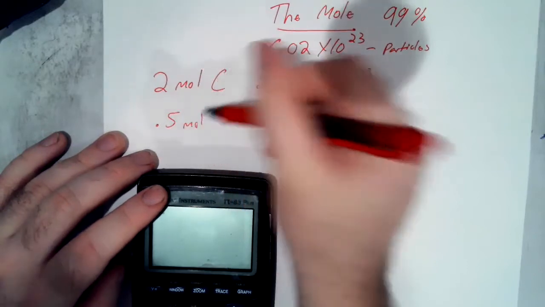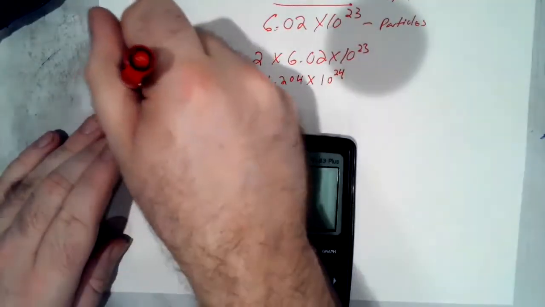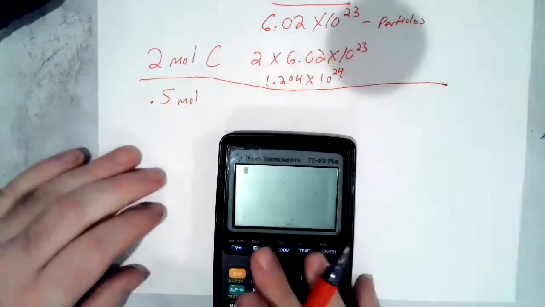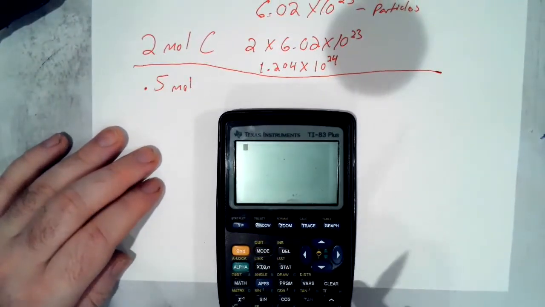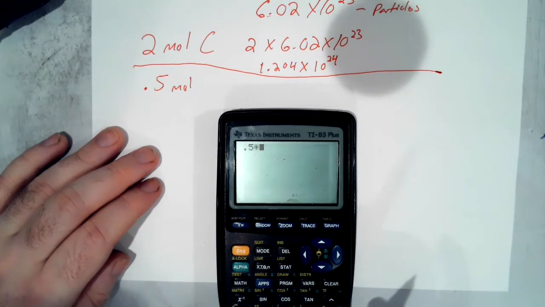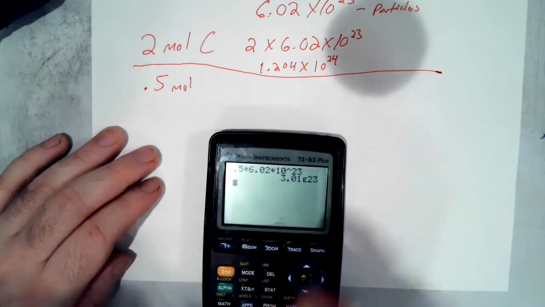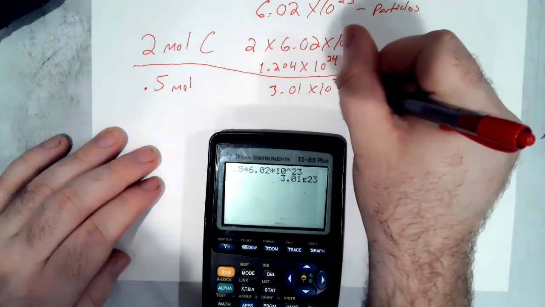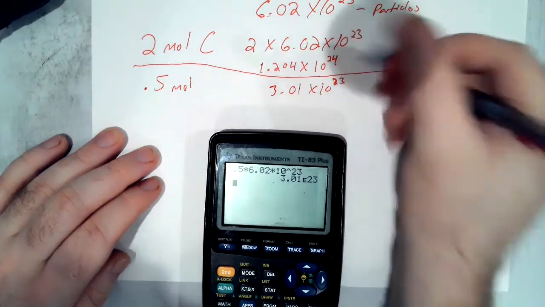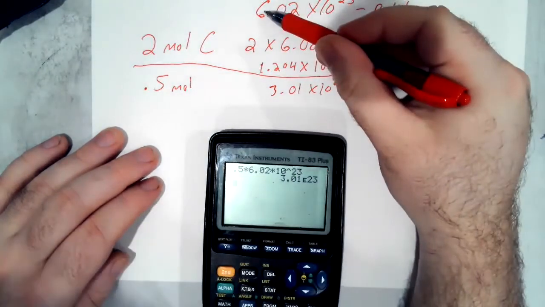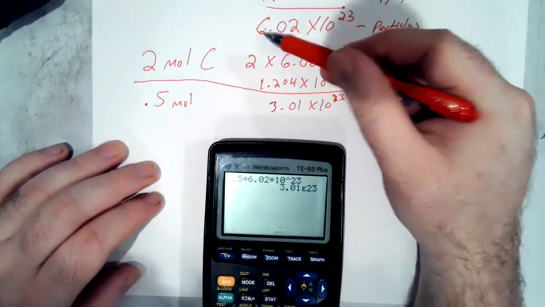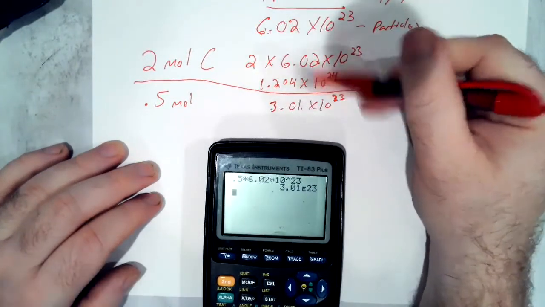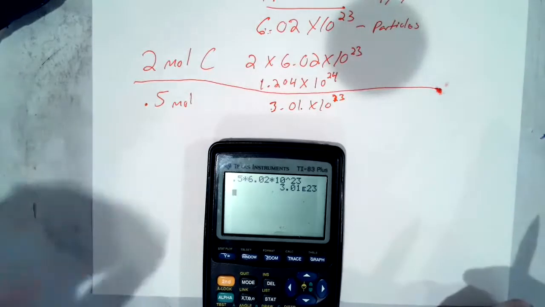All right, half a mole. Well, I do the same thing. I put in 0.5 times 6.02 times 10 to the 23rd power, and I get 3.01 times 10 to the 23rd power. Which, if you think about it, makes sense, right? Because half of 6 is 3, and half of 2 is 1. So that makes sense for half a mole.